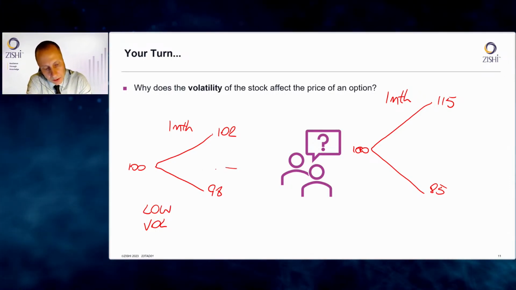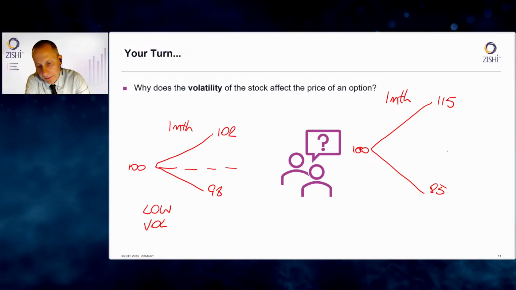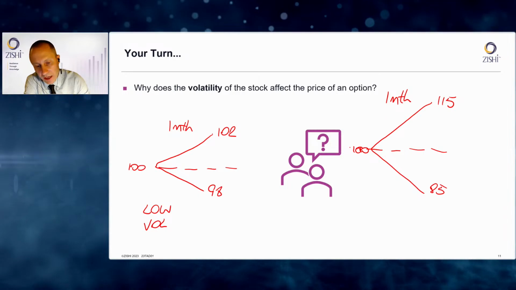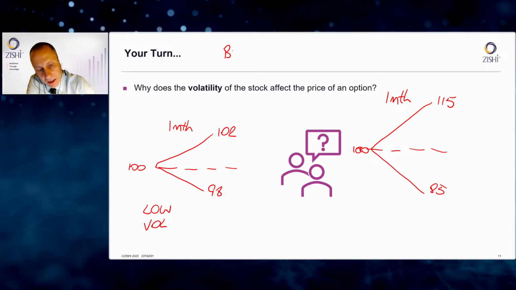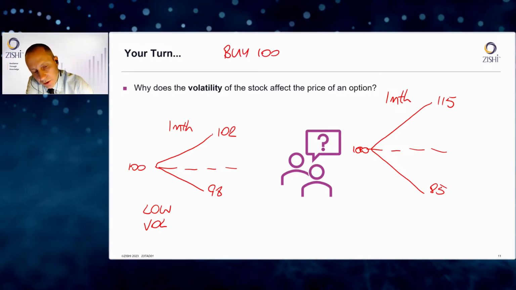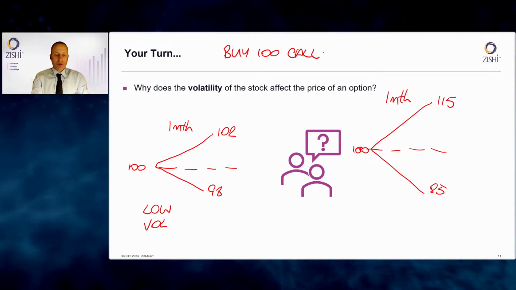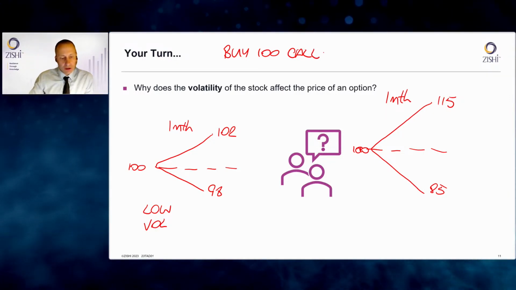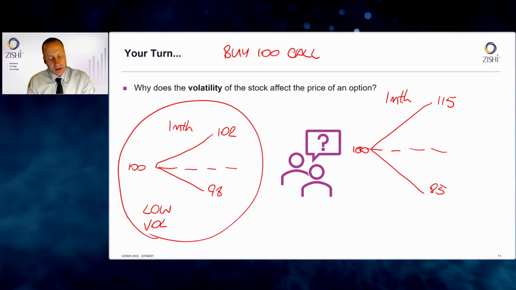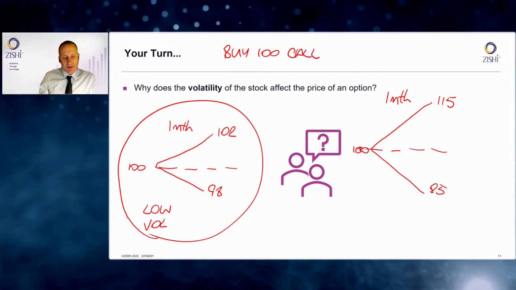Now, the reason that an option will have a different value here is, of course, when I buy a call or a put, I only care about movements in one direction. Let's say I buy the 100 call, and I said to you, I'm going to give you a 100 call on the stock on the left-hand side here. What are you willing to pay for it?